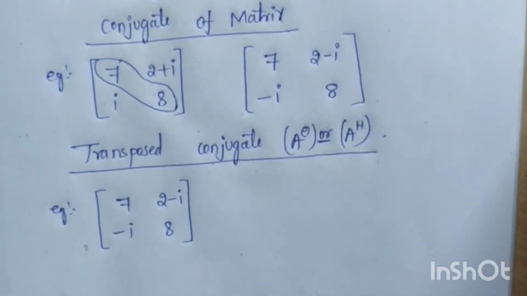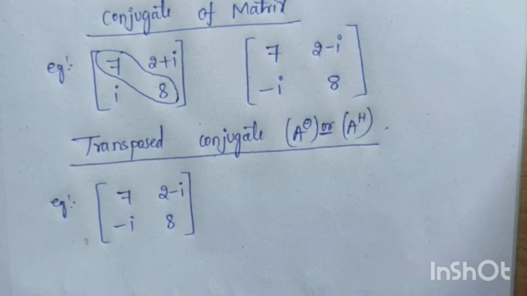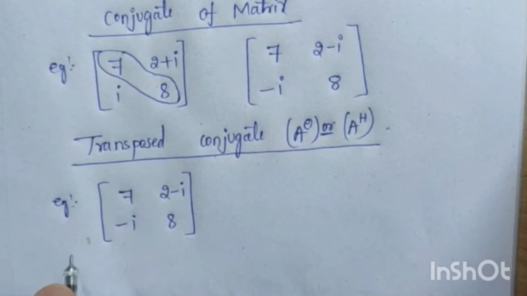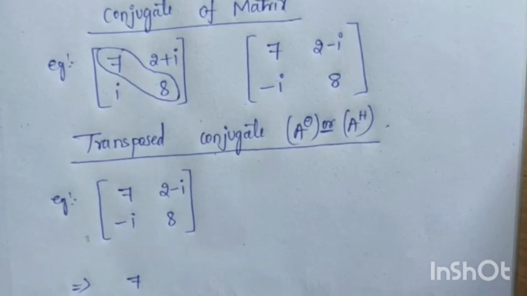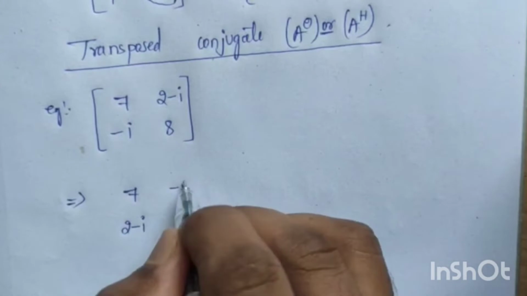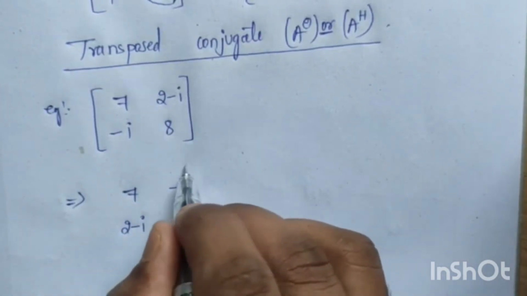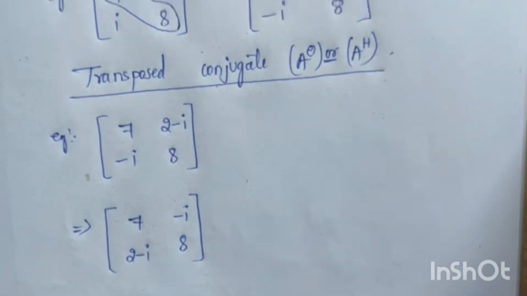Next, the transpose of a matrix. What is the transpose of a matrix? Row changes to column and column changes to row, which is called the transpose of a matrix. First row becomes first column: 7, 2 minus i, minus i, 8. It is the transposed conjugate. It is very important.